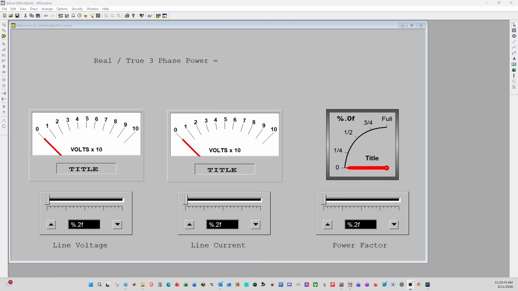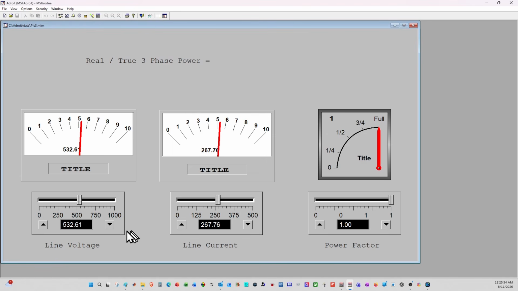I have a nice easy configuration up on the screen. I've got 3 analog values that are going to come into the system. If I was just to demonstrate that, on the very left hand side we're going to have the line voltage, and that line voltage can go from 0 up to 1000 volts. In the center I'm going to have the line current, and in this case I've set it to go from 0 up to 500 amps. And last but not least, on the right hand side I'm going to have the power factor.